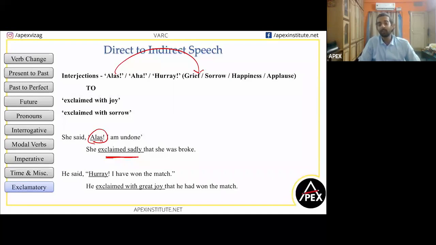Conjunctions don't change because conjunctions are joining two parts. Conjunctions themselves are not doing anything. Instead, they're just joining two parts. So there won't be any change. Here, exclamations, what are they doing? They're changing the meaning. They're adding some meaning to what we are feeling. So that will change.